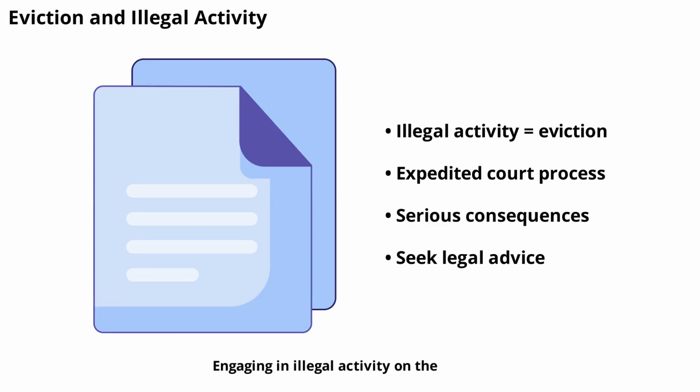Engaging in illegal activity on the property is a common reason for eviction. Landlords must still follow the legal process, but courts may expedite these cases due to safety concerns. Tenants accused of illegal activity should seek legal advice immediately, as these cases can move quickly and have serious consequences.